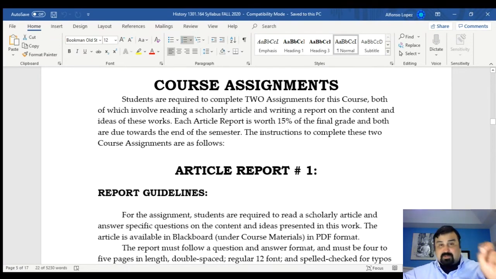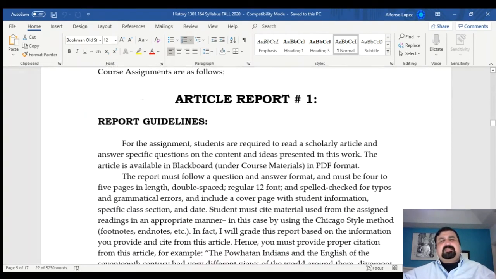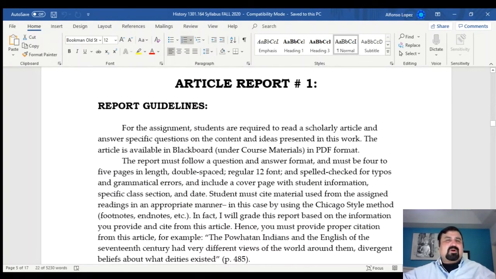So if you go under course assignments on Blackboard, this is where you're going to see the extra credit assignments. There are going to be 2 folders. One says Article Report 1, and the other is called Article Report number 2. Those are the 2 course assignments that are due towards the end of the course. I believe it is November 30th.